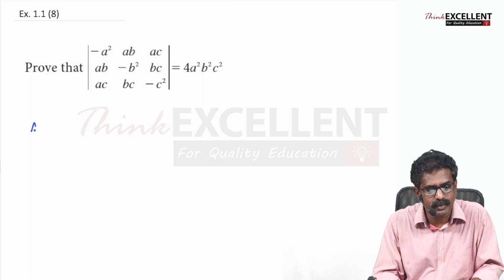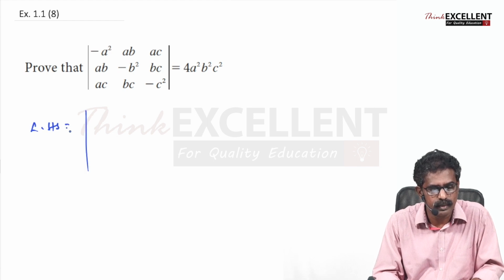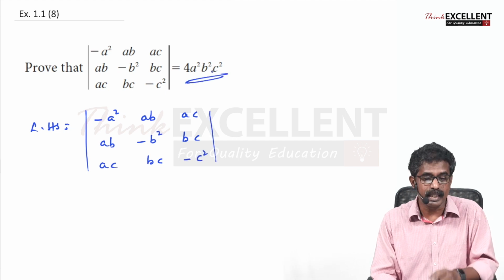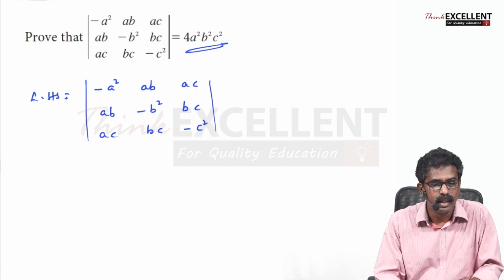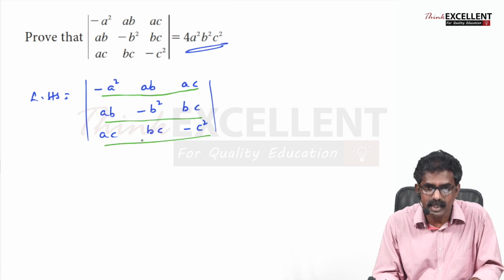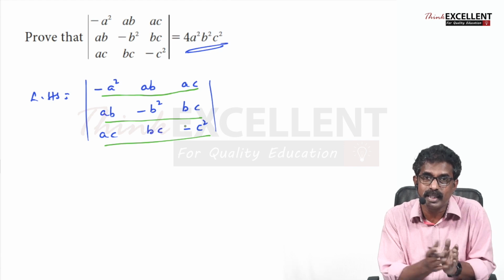We start with the LHS. What is the LHS? Minus a square, AB, AC; AB, minus b square, BC; AC, BC, minus c square. So what answer are you supposed to get? 4a square b square c square. Let us see. In the first row, can you see something common? A is common. Second row, B is common. Third row, C is common. If something is common in one row, you can take it out.